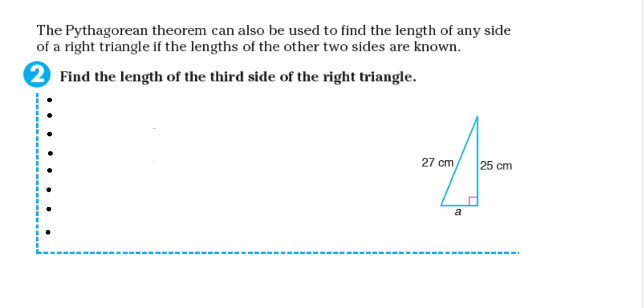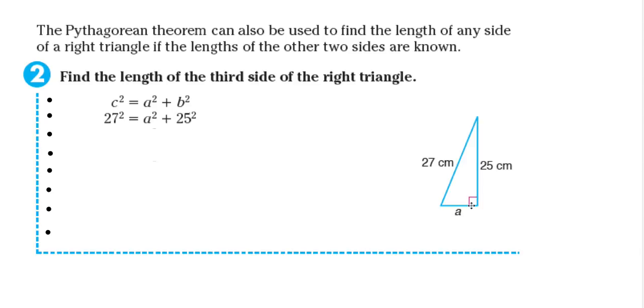Next example. In our next example, the Pythagorean theorem can also be used to find the length of any side of any right triangle if the lengths of the other two sides are known. So if you know what the hypotenuse is and you know what the length of one leg is, you can find out the measure of the other leg. How do we do that? Let's first look at the Pythagorean theorem and substitute the values for C and for B. So we have 27 squared, which is our hypotenuse, equals a squared plus 25 squared.